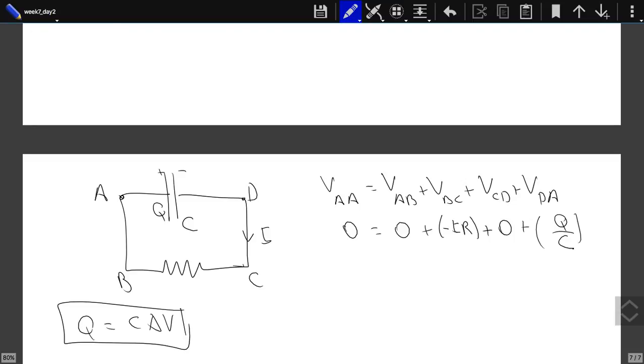And remember, if Q is positive, it just means that this plate is charged positively, the other plate is charged negatively. The positive charges create a larger potential than negative charges. So this plate should be at a larger potential than this one. So as we go from D to A, the potential is increasing. So the potential drop is minus Q over C. Now, any questions up to here? Or we find that I times R plus Q over C is equal to 0.